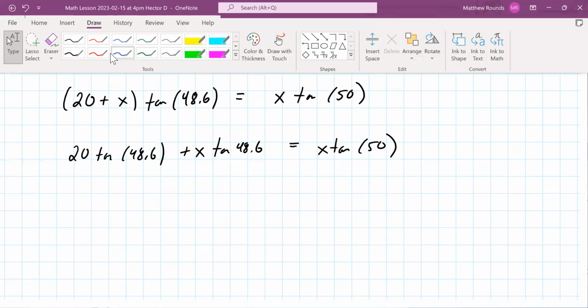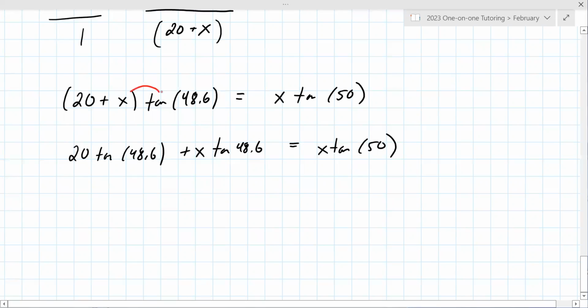Exactly. But it applies to both. If you don't put the parentheses around the 20 plus x, you might think it only applies to the x, and it does not. It applies to both. It's like you and your brother get the same punishment or the same reward, depending on the situation, right?